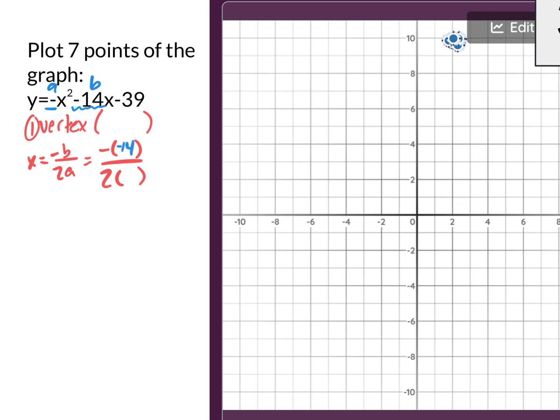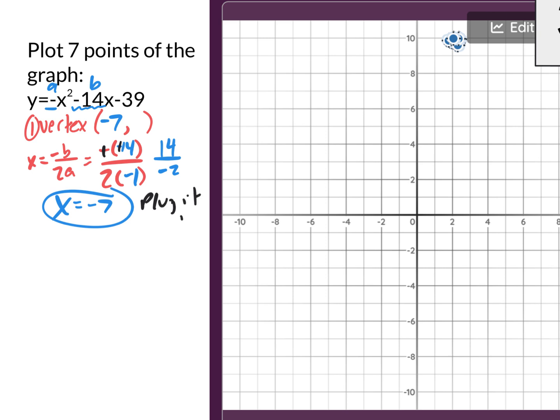a value is -1. And when you do the math, a negative negative becomes a positive. So you really have a positive 14 up there. And on the bottom, 2 times negative 1 is negative 2. So our x value is really negative 7. That's our x value of our vertex. So I put the negative 7 right there. Now let's find the y value. How do I do that?